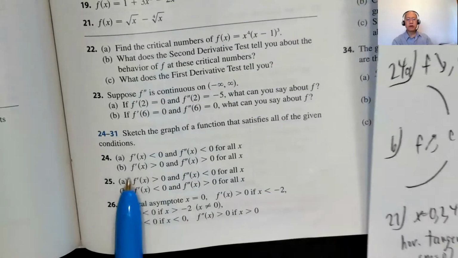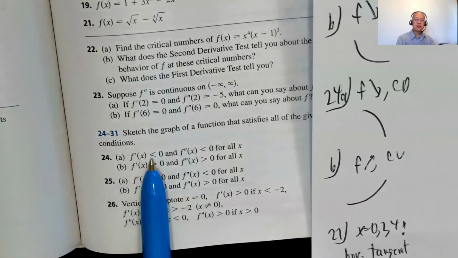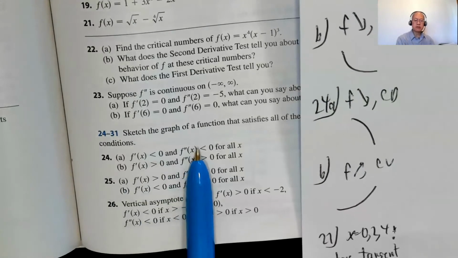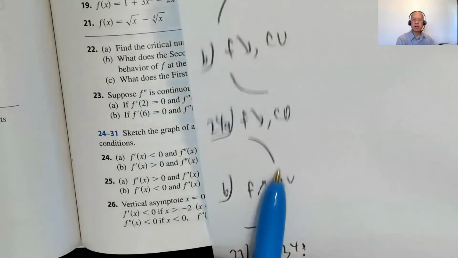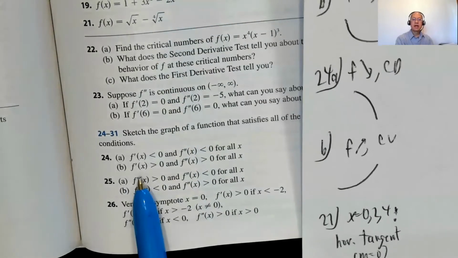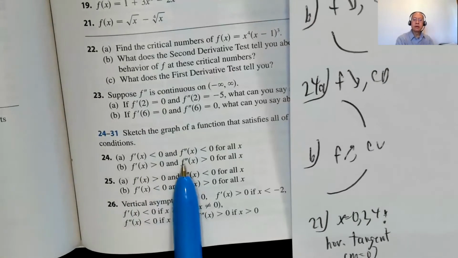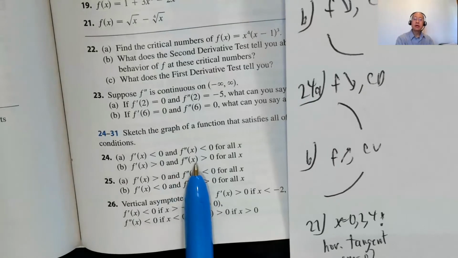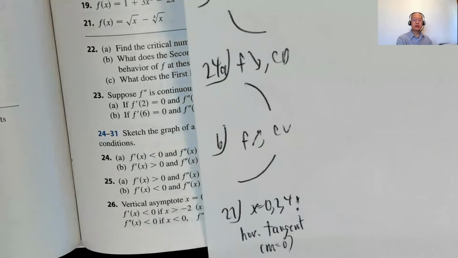Okay, and while I'm at it, let's do 24. I know it's an even problem. Okay, F prime less than 0, F double prime less than 0. So decreasing, concave down, decreasing, upside down U shape. And B, F prime greater than 0, increasing, F double prime greater than 0, concave up. So increasing, concave up, U shape, like that. So there we go.